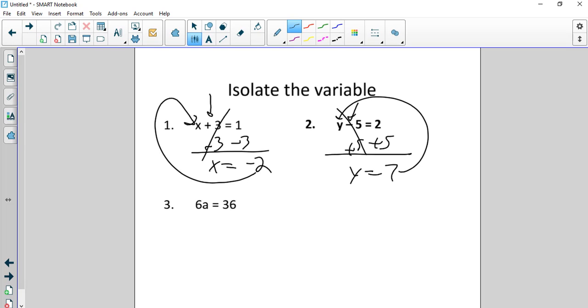Now, we don't see a plus or minus sign. That's because there's no addition or subtraction. We don't have to have parentheses or a dot to show multiplication. When we just have it side by side like this, that means multiplication. So I'm going to divide to undo multiplication, and I do that on both sides. And that gives me A equals 6. Again, I can plop that back in here. 6 times 6 is 36. Check.